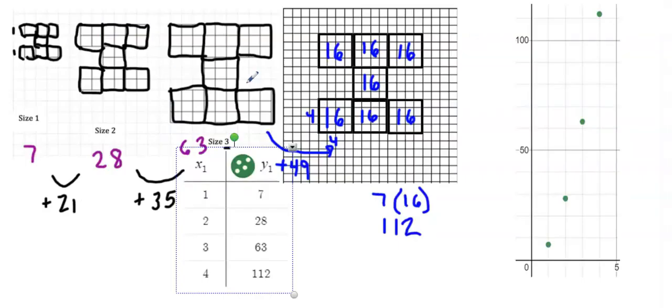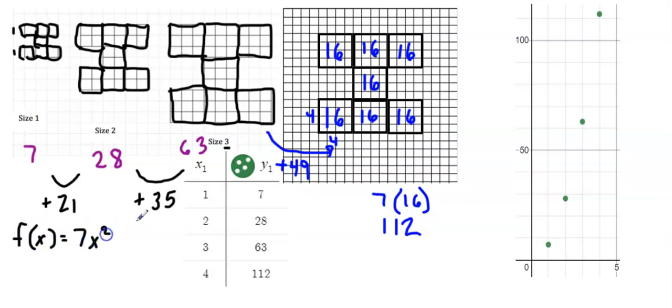If I wanted the explicit equation, this one is actually a little easier for this relationship because of the way it's grouped. In each one of these figures, I had 7 groups of x squared, which means my explicit equation is f of x equals 7x squared. So for example, here x was 4, 4 squared was 16, and I had 7 groups.